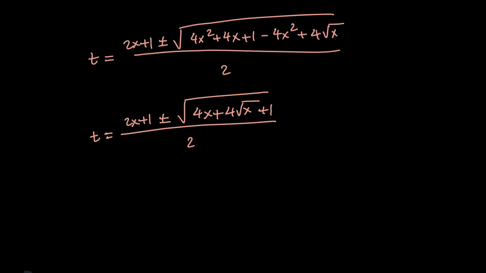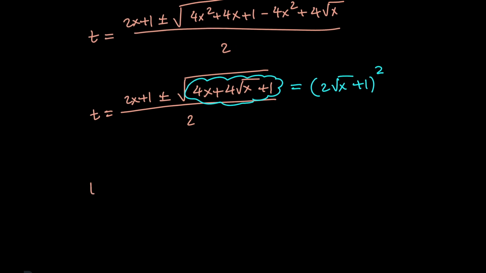Now, here's an interesting thing. This expression, 4x plus 4 times the square root of x plus 1, is a perfect square. It is equal to the quantity 2 times the square root of x plus 1, all squared, right? So because of that, I can get rid of the radical and write t is equal to 2x plus 1 plus or minus the quantity 2 times root x plus 1, all divided by 2.